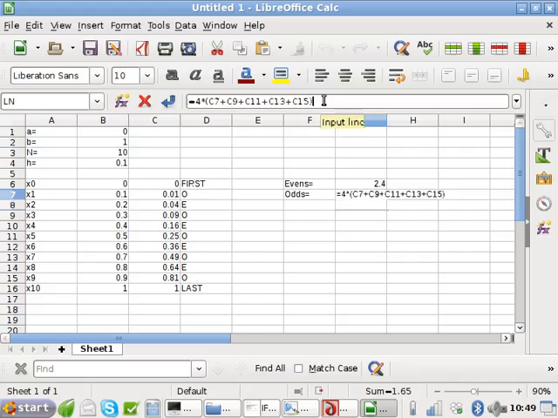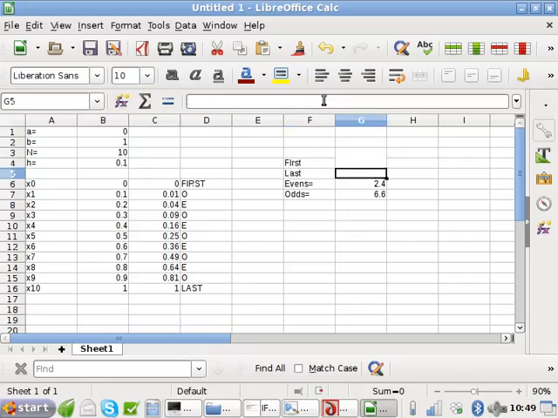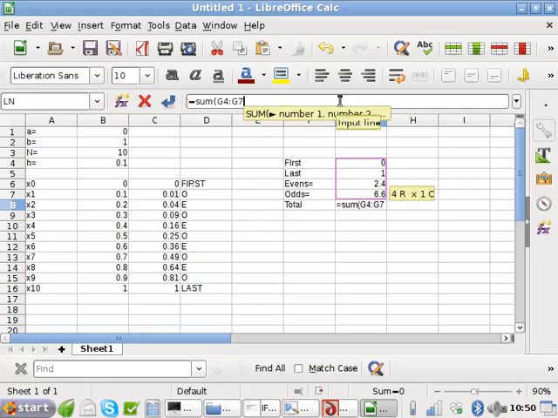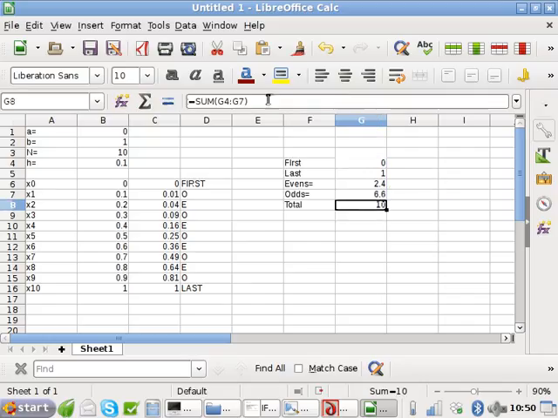And then we also need in the formula the first and last. So that's easy. There's first, and there's last. And then we need to add these together. So this is the total. Now that's not finished. What do we need to multiply our answer by? Multiply it by h, and then divide by 3.